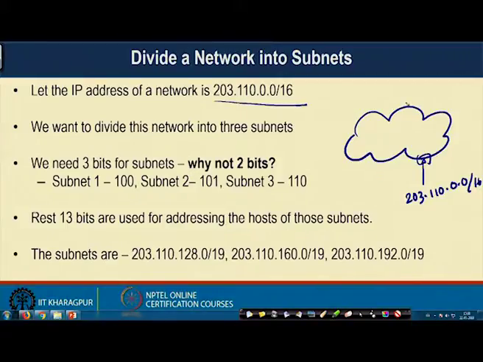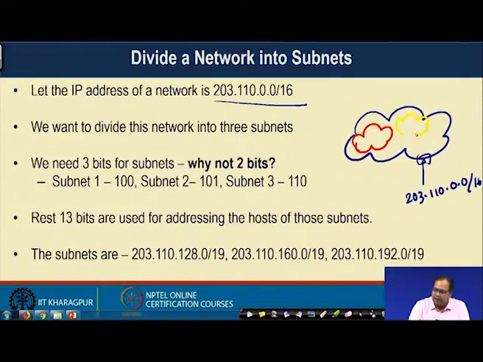Now, in this network, say the organization wants to divide this network into 3 subnets. So, inside this network, I have say 3 subnets. This is one subnet that they want to create, then this is another subnet, and a third subnet. So, they want to create these 3 subnets. The question comes: how will you divide this entire address pool into 3 different subnets?